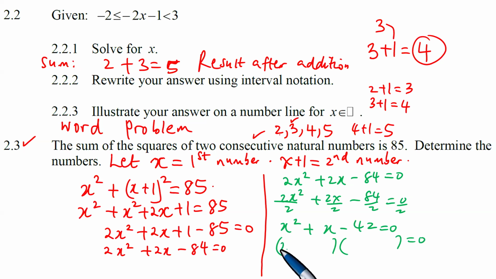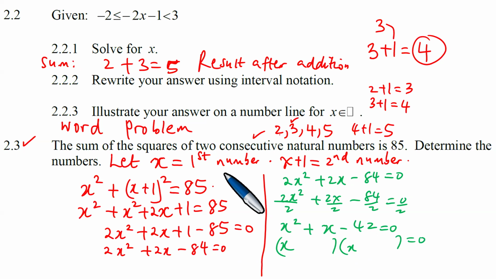What is x squared? x and x. What are the factors of 42 that give 1? Two numbers: when you multiply them, you get minus 42, but when you add them, you get 1. What are those numbers? What are those factors?